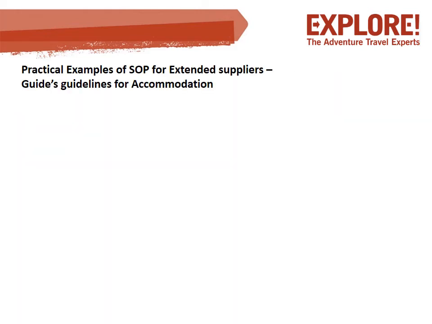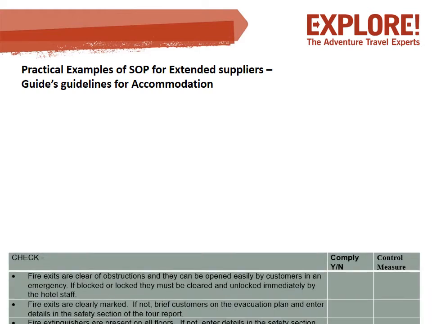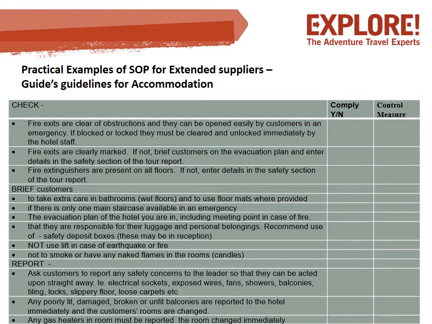As well as transport, we also have the standard operating procedure for accommodation, and what we will run through now is the guide's guidelines for this. As you can see, the same 3 stages, starting with the checks, then following on with the necessary briefs that have to be considered, and then the reporting back of any incidents or any safety issues. And again, make sure that they are compliant. If there are any N's in the compliance column, make sure that there is a control measure in place.